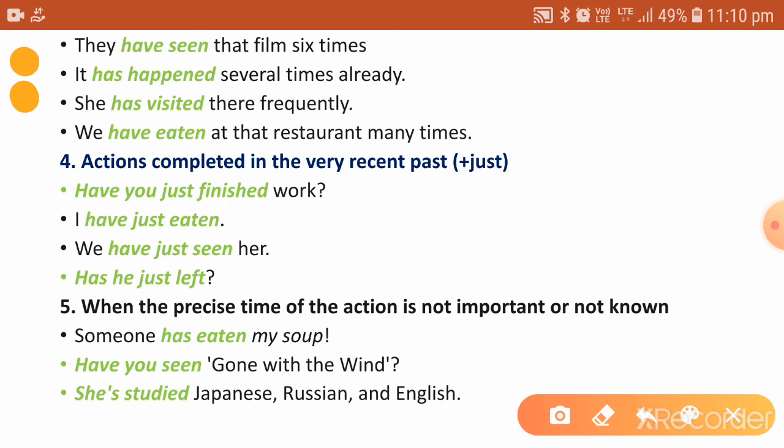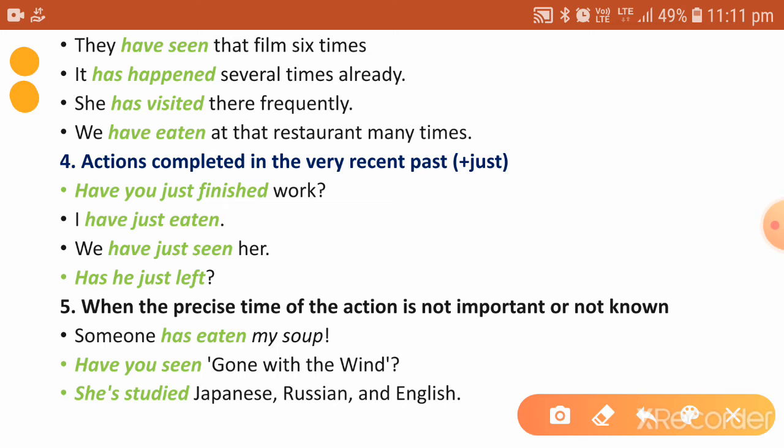Next, we have eaten at that restaurant many times. It means they have used that restaurant a lot, many times. It means they have visited that restaurant many times. You know very well why we visit restaurants? Of course, to take food, delicious food we can say.